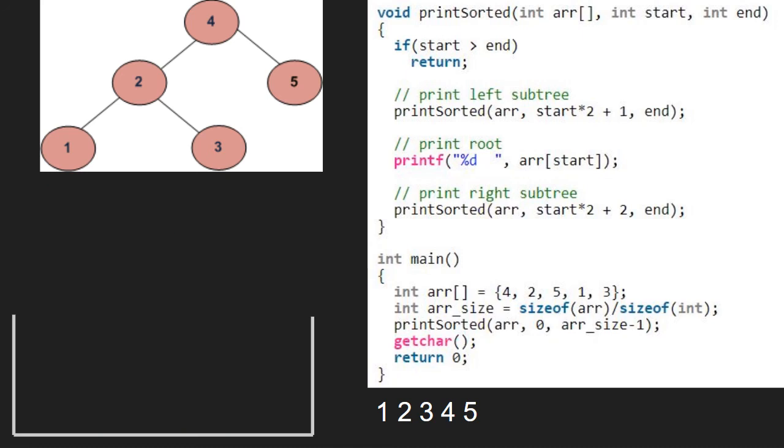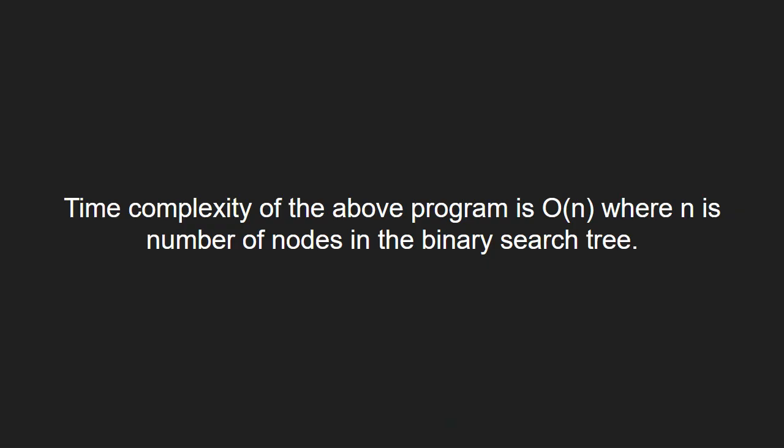Now, let us have a look at the time complexity of the program. This code will run in big O of n complexity. Here, n is the number of nodes in the binary search tree.